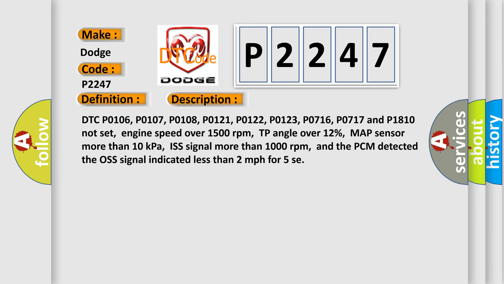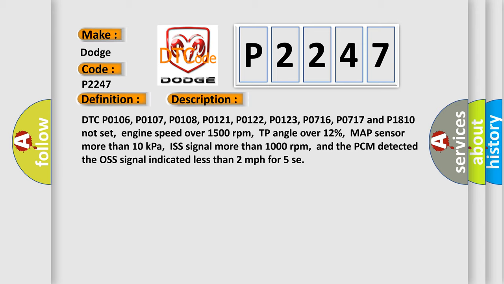DTC P0106, P0107, P0108, P0121, P0122, P0123, P0716, P0717 and P1810 not set, engine speed over 1,500 revolutions per minute, TP angle over 12%, MAP sensor more than 10 kilopascals, ISS signal more than 1,000 revolutions per minute, and the PCM detected the OSS signal indicated less than 2 miles per hour for 5 seconds.